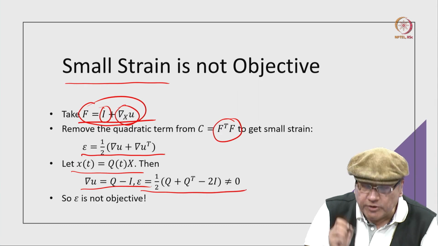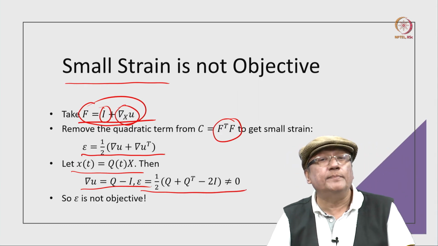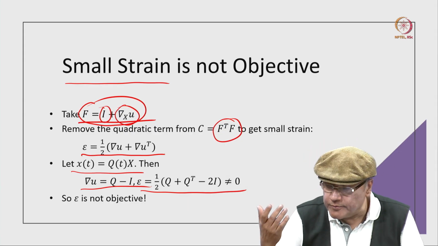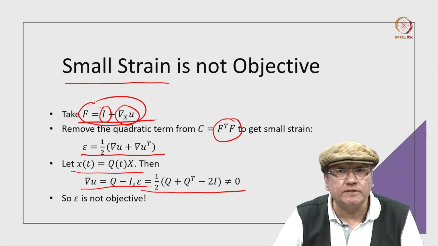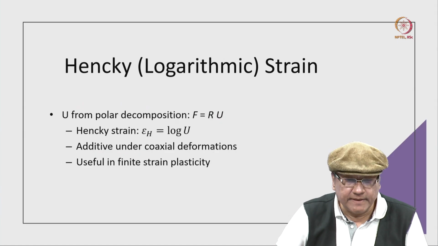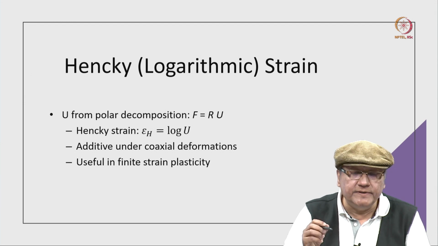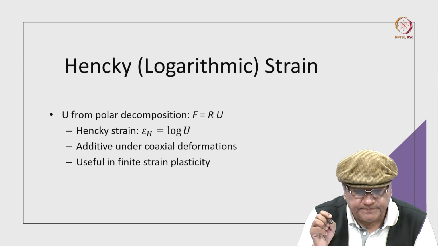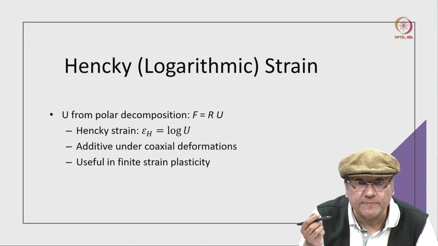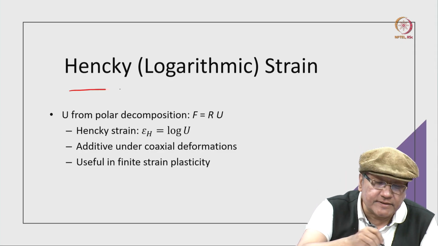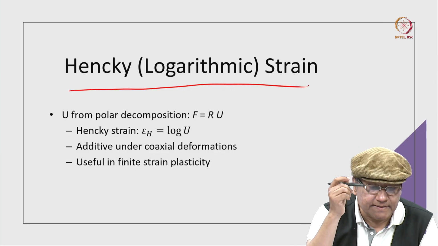So, epsilon becomes not equal to 0, which is not appropriate. So, small strains have their problems in terms of loss of objectivity, so you should be careful about this. We also talk of the Hencky or logarithmic strain, which is a very important aspect of strain and a definition of strain. This is another strain that we often use in plasticity.